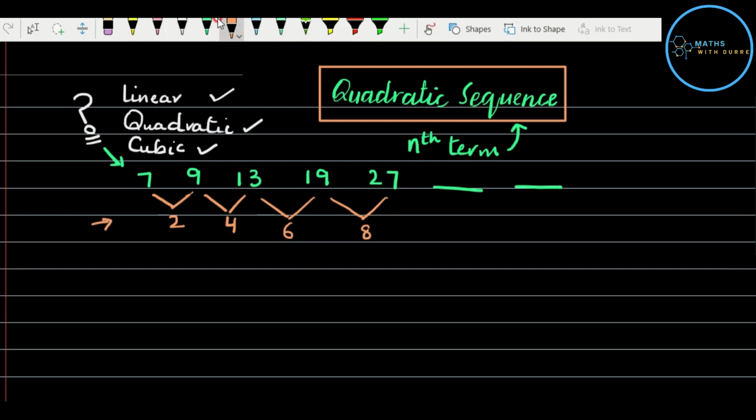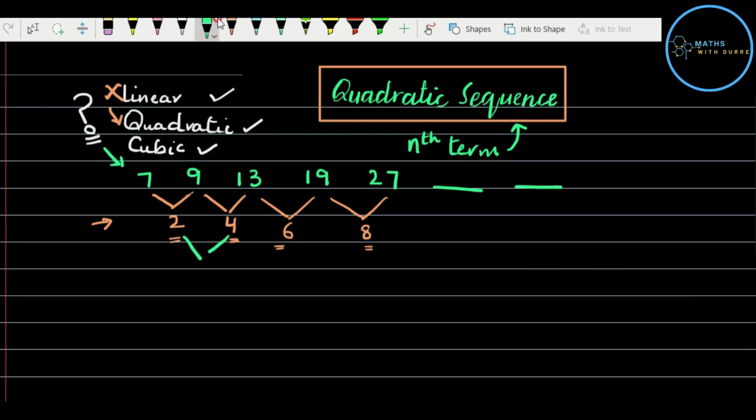Is this difference the same? Do all these values match? No. All the given values are different. So it means it is not a linear sequence at least. So we have to move further and find the difference again.